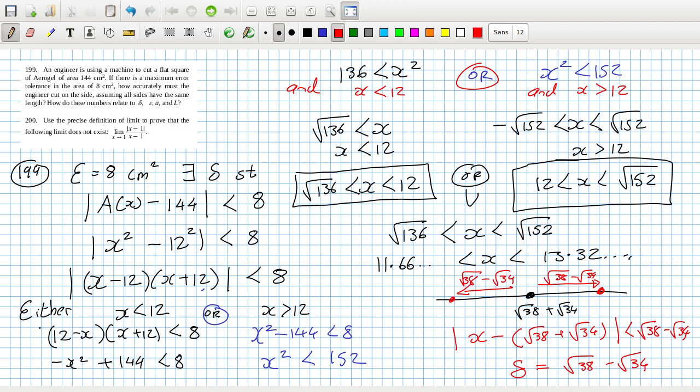Hmm. Root 38 plus root 34 is 11.995. I felt like that should have been 12. Like, it's really weird that it wasn't 12. It makes me feel like I've mistyped something. Something really stupid. Yeah, 136. 152.